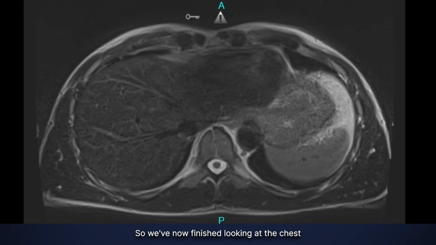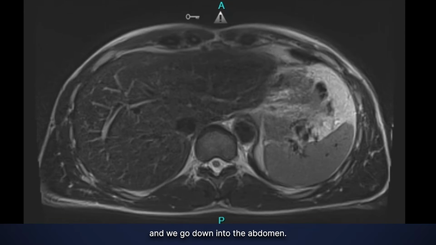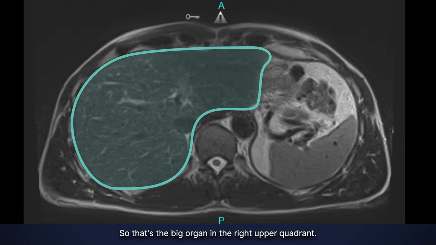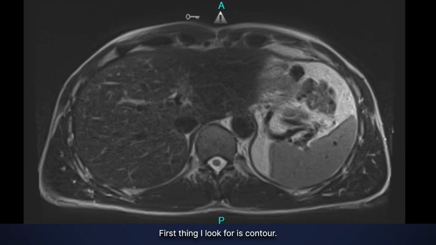So we've now finished looking at the chest and we go down into the abdomen. The first thing that we see in the abdomen is our liver. So that's the big organ in the right upper quadrant, and it looks like this here. First thing I look for is contour. Is it smooth? The liver contour here is very smooth. I don't see any suspicious masses in here, and it all looks a normal signal.